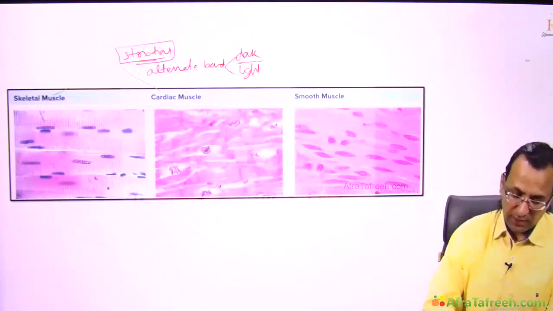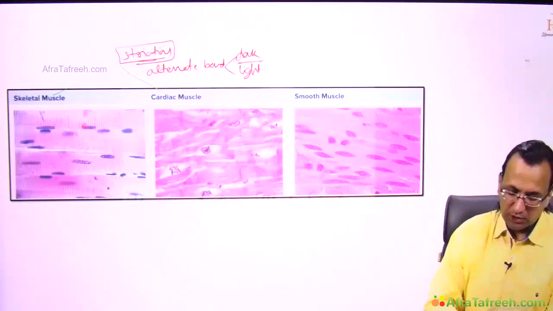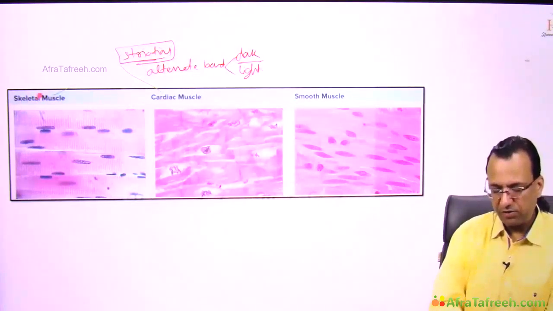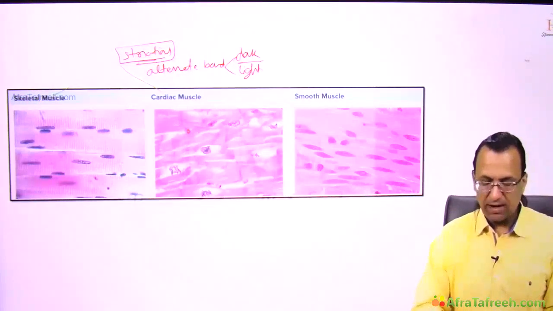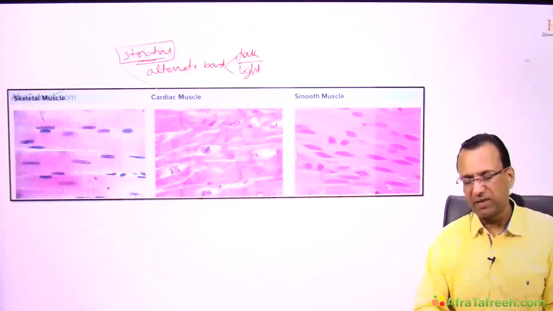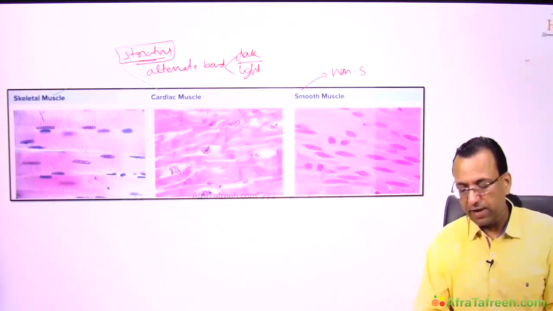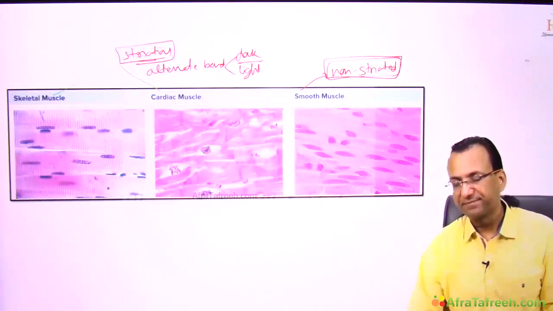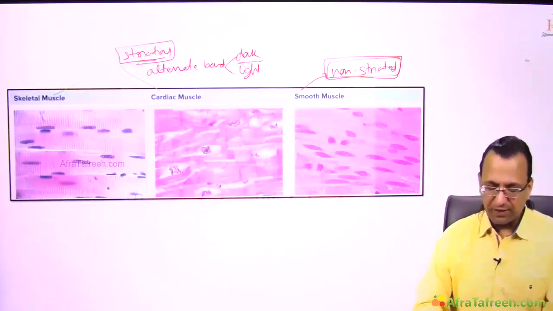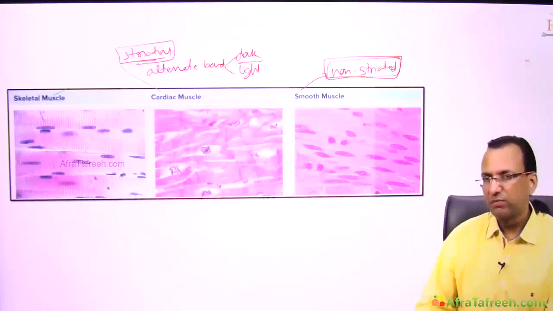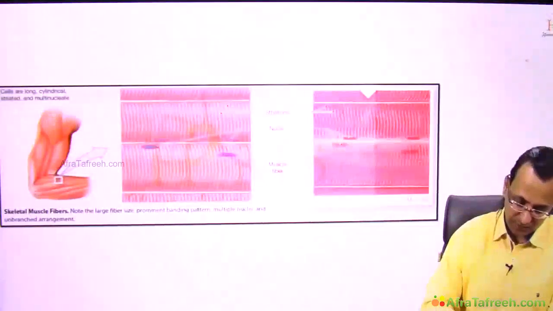So these alternating bands, dark and light. The skeletal muscles are more prominently striated and cardiac muscles are not that much striated, but they are striated, though the smooth muscles are non-striated muscle. The striations are not evident. What is the other difference between these muscles? That we'll find out. But first, look at the skeletal muscles.